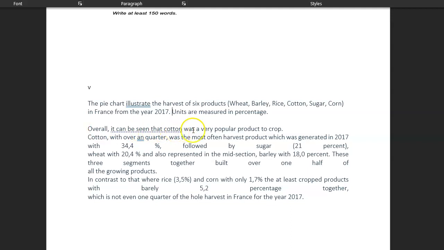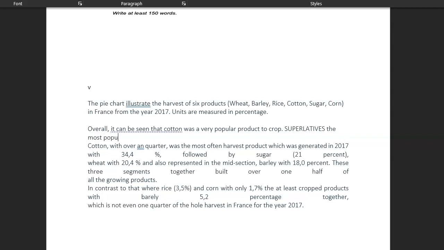Overall, it can be seen that cotton was a very popular product to crop. There isn't a verb to crop, but you want to be looking at the superlatives. So if I write in, you want to be aiming for, cotton was the most popular crop in the given year.